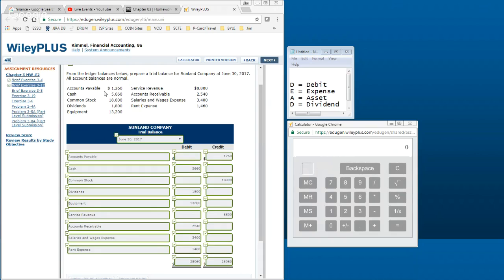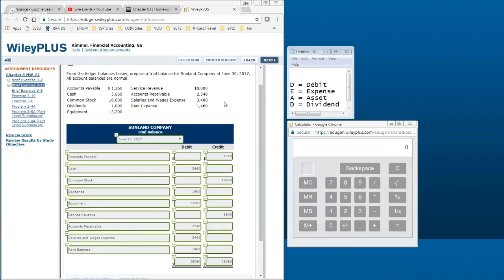So in our example here, it says, from the ledger balances below, prepare a trial balance for Sunland Company at June 30th, 2017. All account balances are normal. So here we have our account balances that are ready to go.